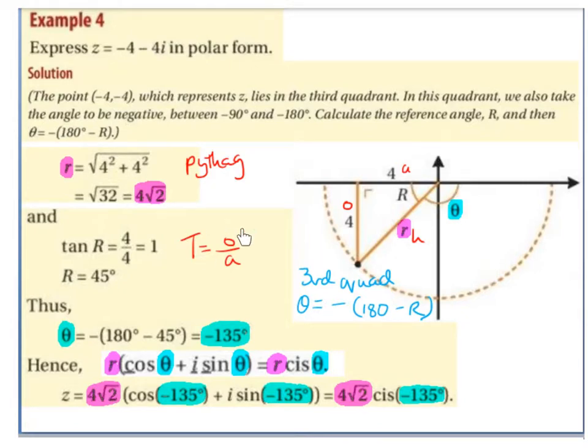So again, we use TOA, which is tan equals opposite over adjacent. The opposite is 4, the adjacent is 4. So tan of OR, the reference angle, is 4 over 4, which is 1. So the reference angle is 45 degrees.